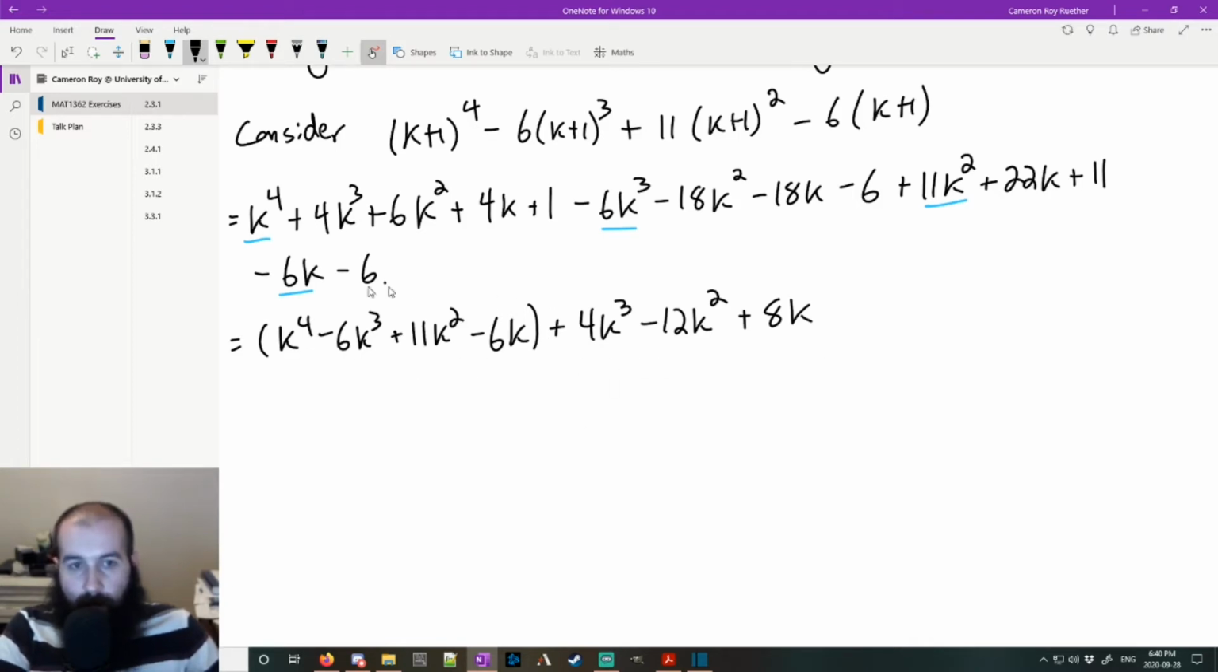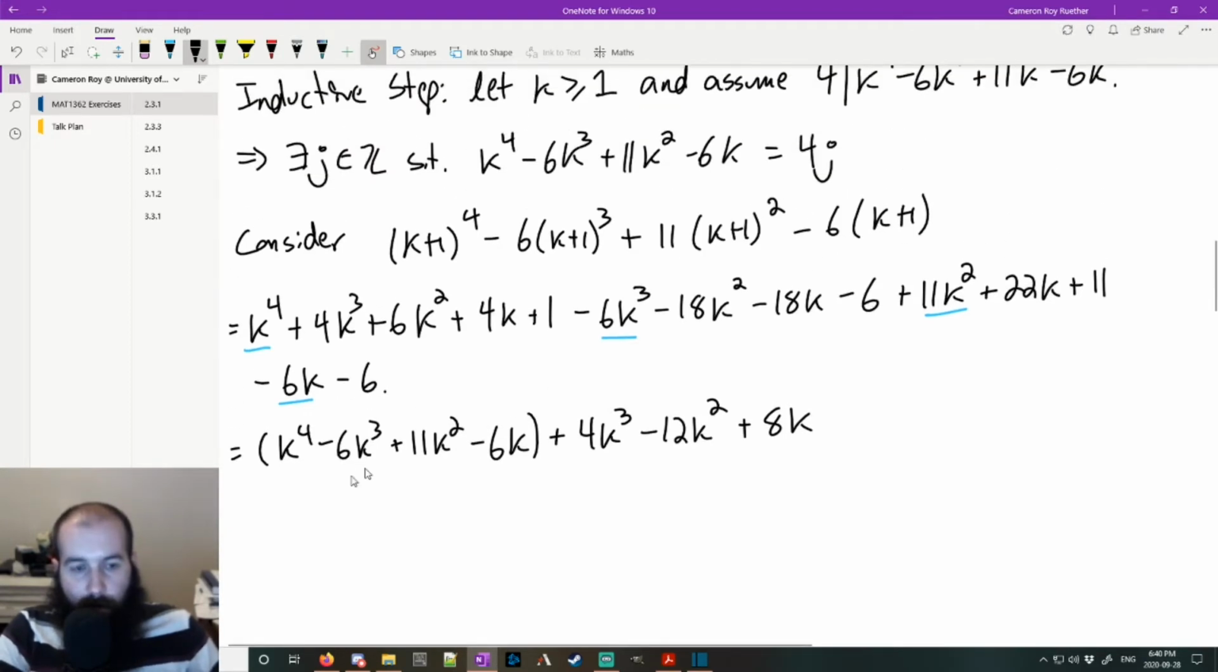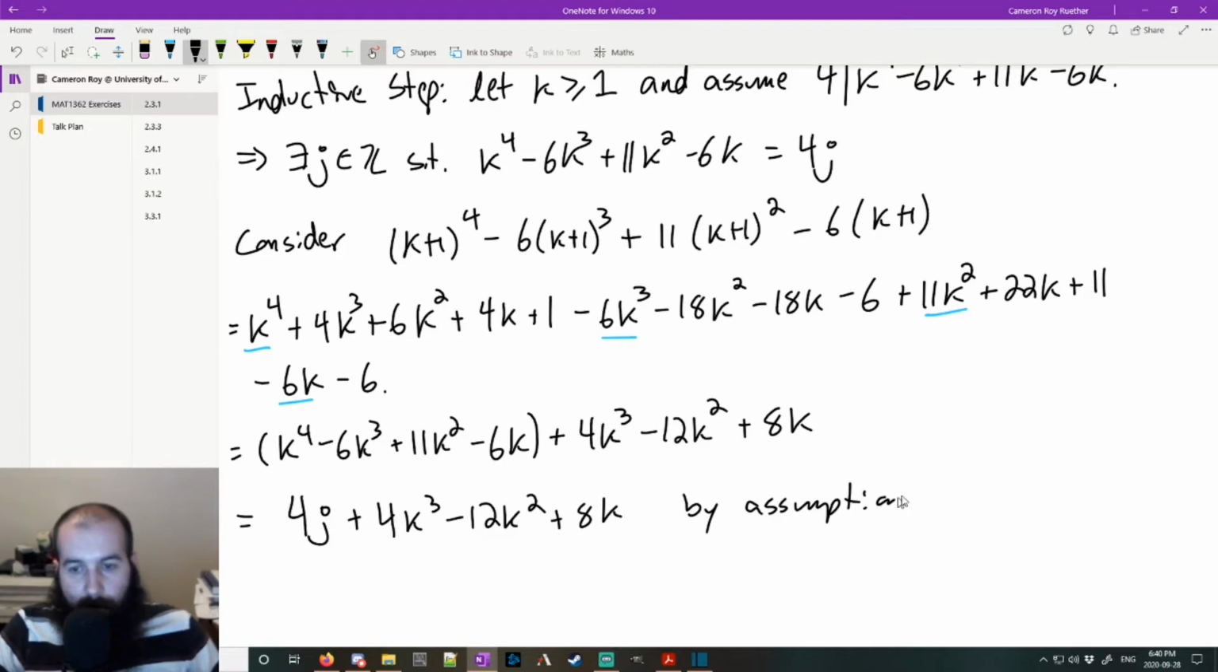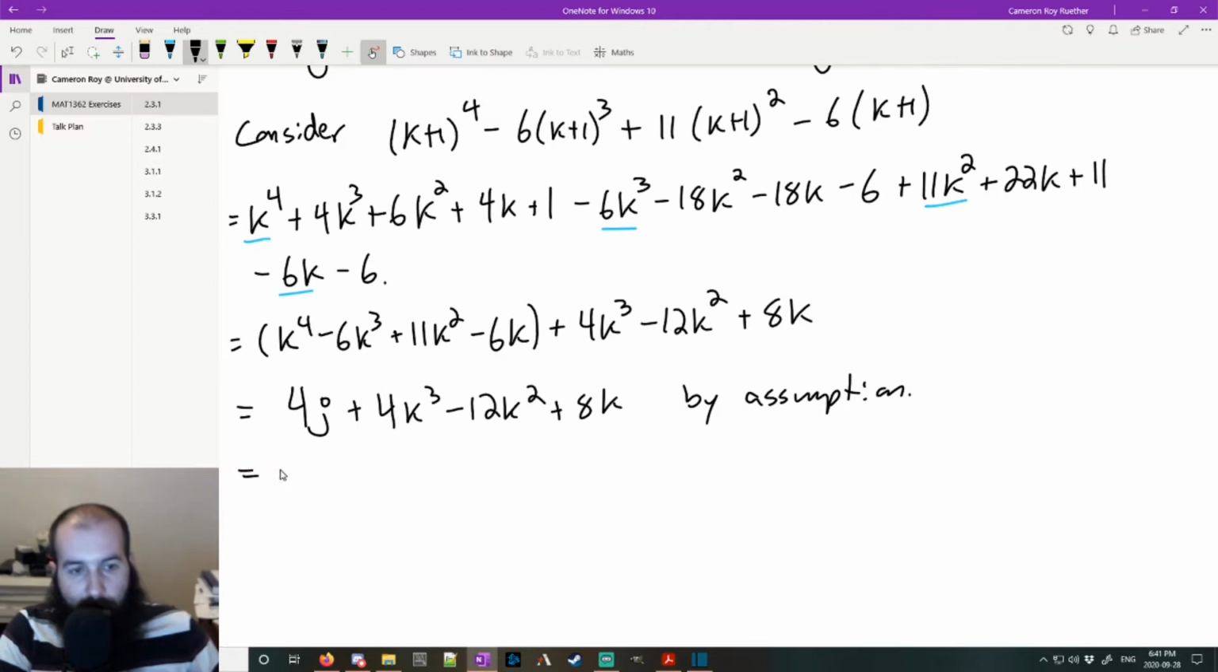Now we can replace this, because we've made an assumption about it. We've assumed it is 4j. So this is 4j plus 4k cubed minus 12k squared plus 8k by assumption. And now everything here has a factor of 4, so we can just factor that out.